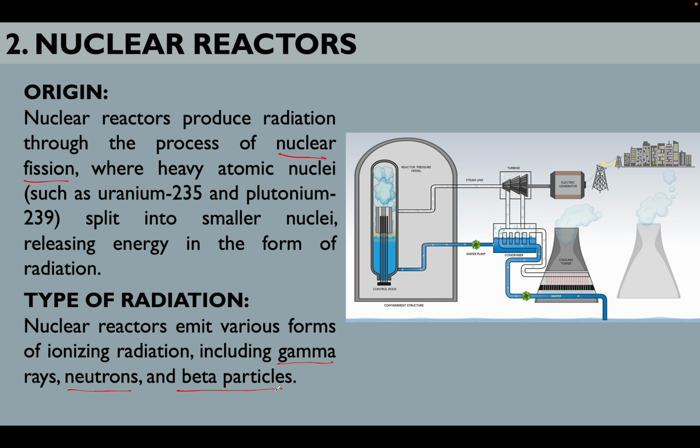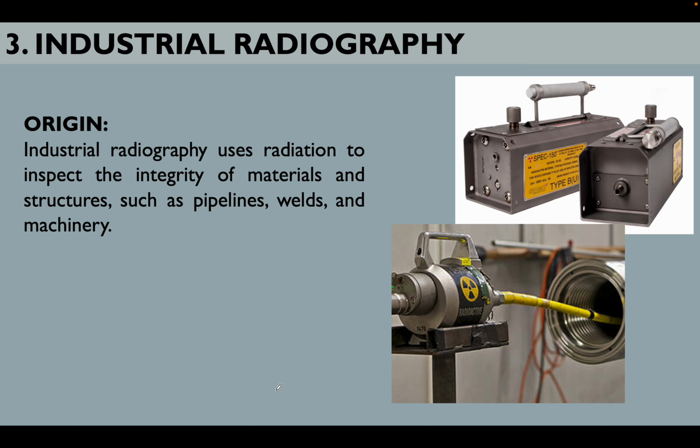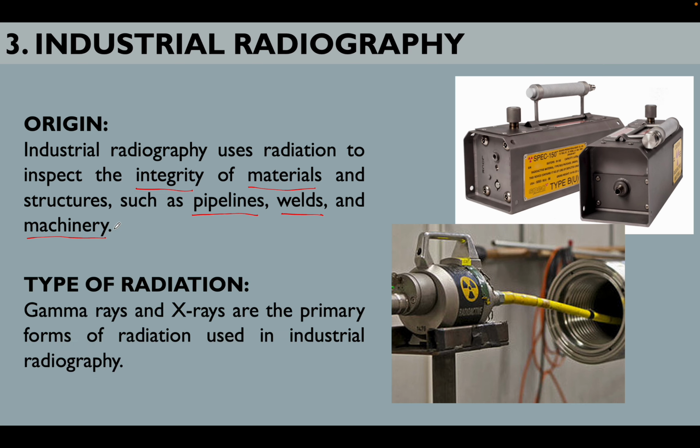Now, let's talk about the third one, which is industrial radiography. Industrial radiography uses radiation to inspect the integrity of materials and structures, such as pipelines, welds, and machinery. So, ginagamit ni siya. Radioactive isotopes, such as cobalt-60 or iridium-192, or even X-ray machines, are commonly used for this purpose.